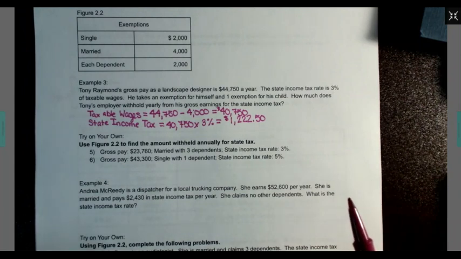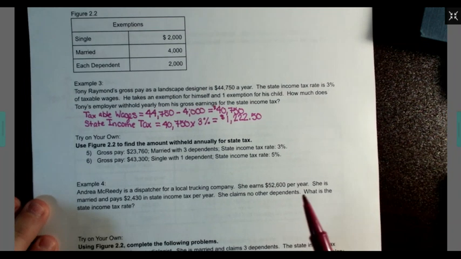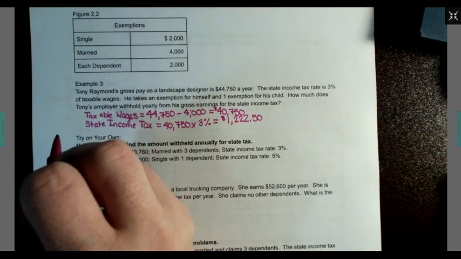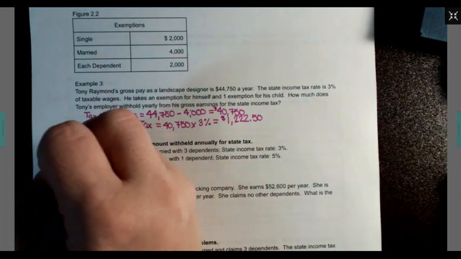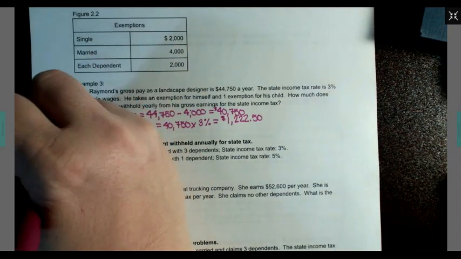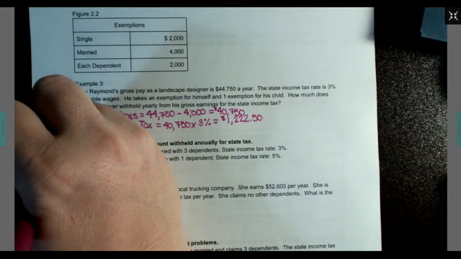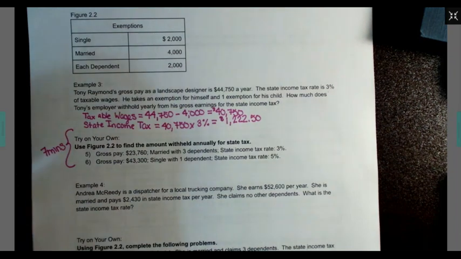Try on your own. Use Figure 2.2 to find the amount withheld annually for state income tax. You must use this chart. I'm going to say take about 7 minutes, pause your video, and answer questions 5 and 6 on the try these on your own.